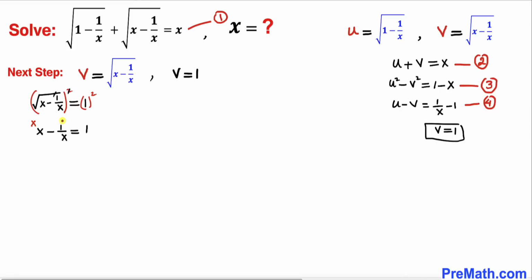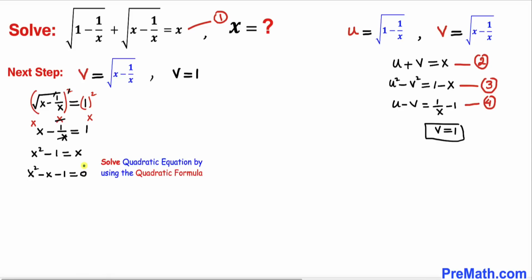Let's go ahead and remove this fraction. I'm going to multiply all the way across the board by x. And we can see x times x is going to give us x square. This x and x is gone. We ended up with minus 1 equal to x. Now let's go ahead and move this x to the left hand side. So we got x square minus x minus 1 equal to 0.